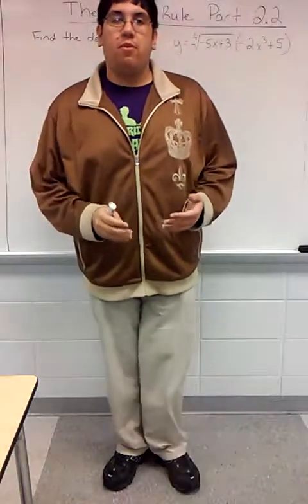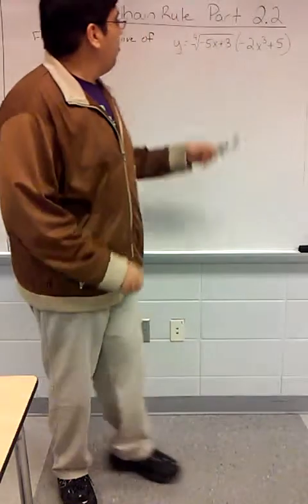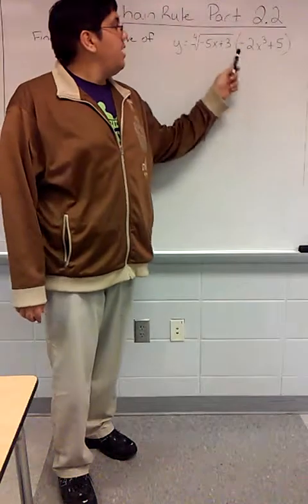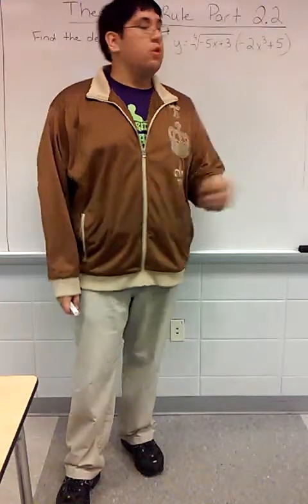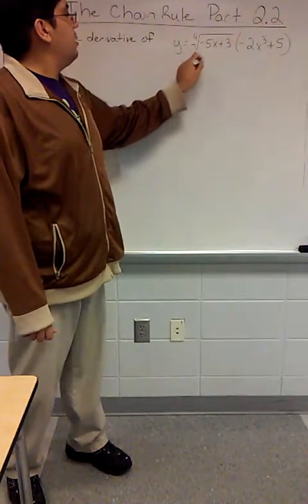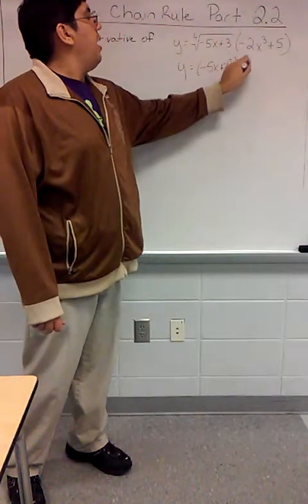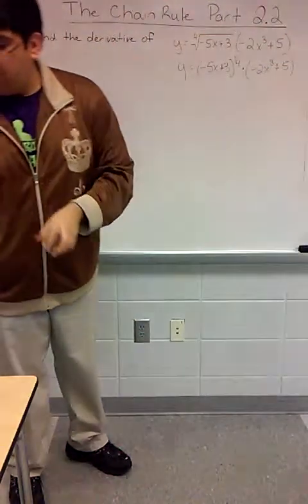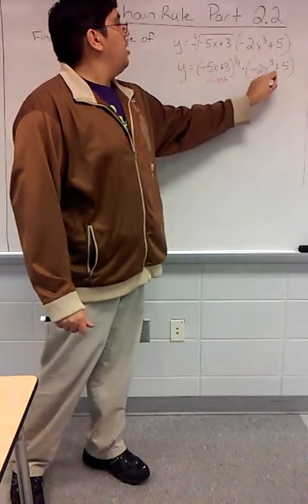All right, guys, for this problem, we're going to do another chain rule, but not written. We're going to have to rewrite it. So, for example, if I wanted you to find the derivative of the fourth root of negative 5x plus 3 times negative 2x cubed plus 5, we would have to use the product rule, but first we're going to rewrite this fourth root with a rational exponent. So this would look like this: negative 5x plus 3 to the 1/4 times negative 2x cubed plus 5. That way, I know which term is my first and which is my second.